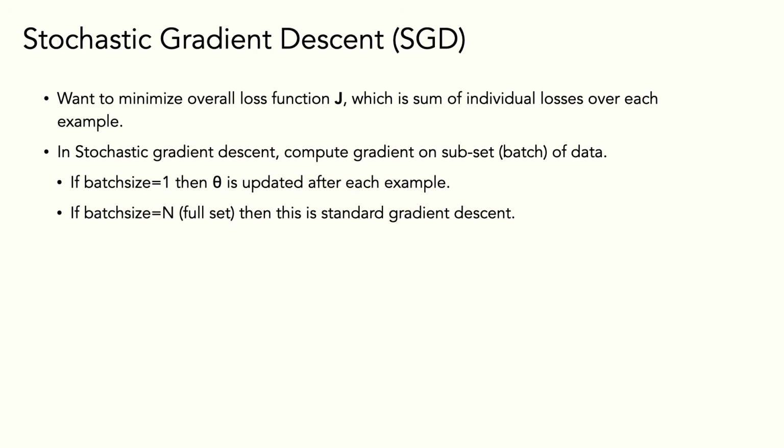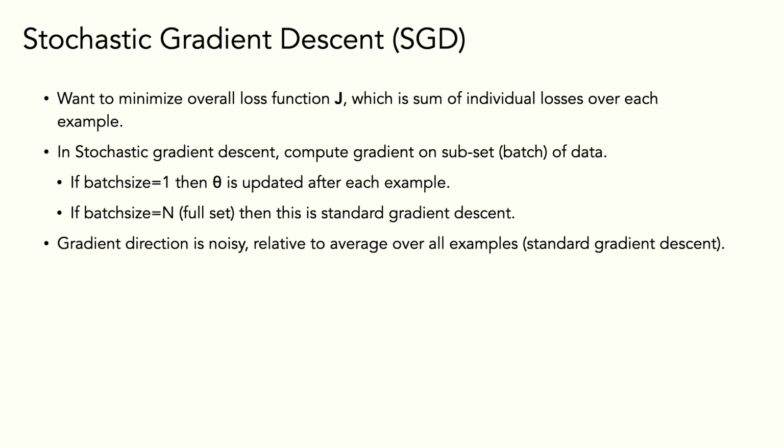If your batch size is n, where n is the full set of data, then this is just standard gradient descent. But of course, it might not be easy to fit into the memory of your GPU, or it might just be really slow, computationally intractable. Also, your gradient direction is kind of noisy relative to averaging over all of the examples, which is standard gradient descent. This is pretty normal, right?